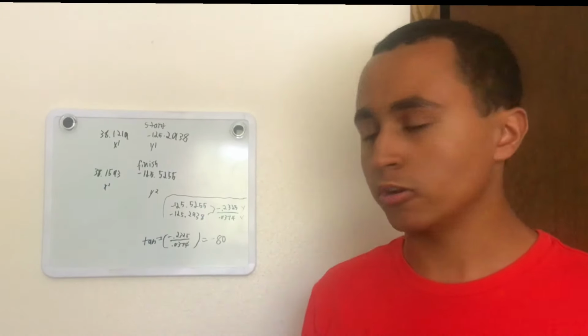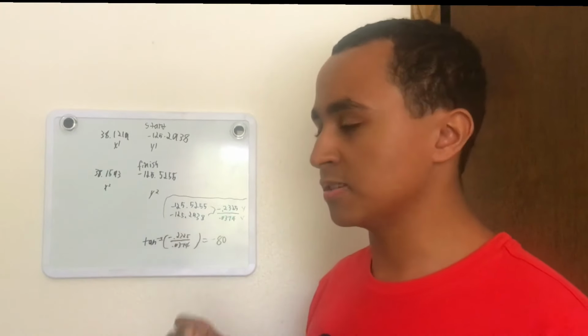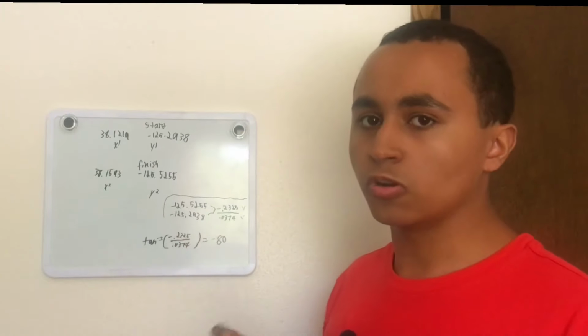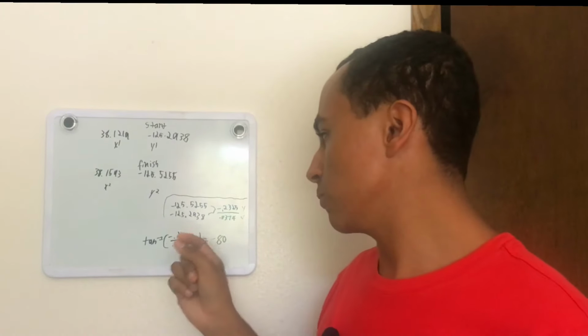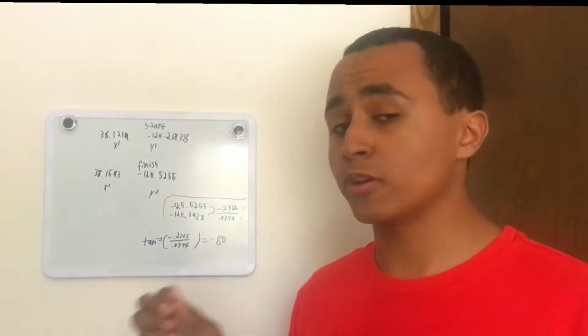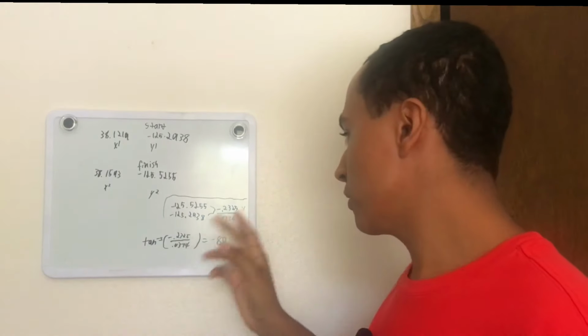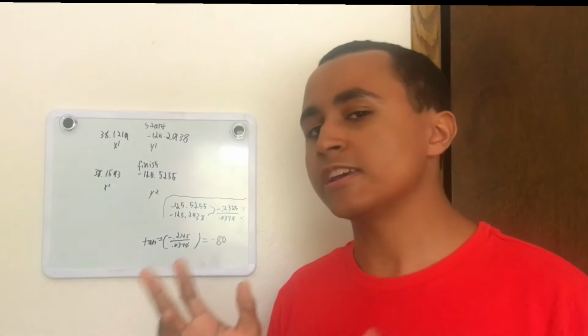So we're going to take a calculator, and you take tangent negative 1, so that'd be second tangent, and you throw in negative 0.2325, which would be your expected y value, and then your 0.0374, which would be your x value on the bottom. You throw it into your calculator, and you solve it, and you should get about negative 80 degrees.